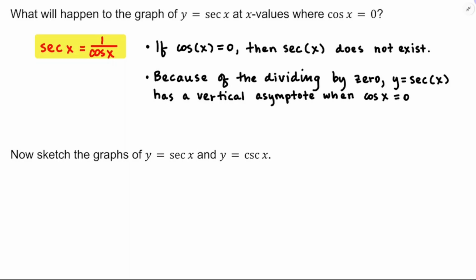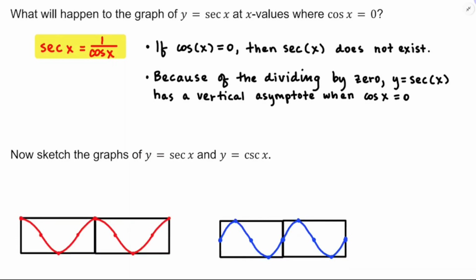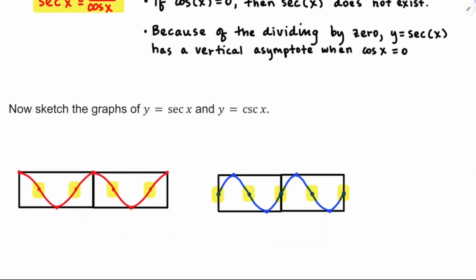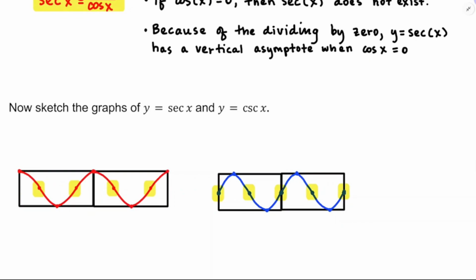Now if we want to sketch the graphs of y equals secant x and y equals cosecant x, I'm going to bring in the graphs of y equals cosine x and sine x to use as a guide. Each of these spots that I've highlighted in yellow correspond to the zeros of cosine and sine. So these are going to be vertical asymptotes. I'm just going to build these graphs of secant and cosecant side by side. So I've got a vertical asymptote here and there, and another one here, and a fourth one right here.